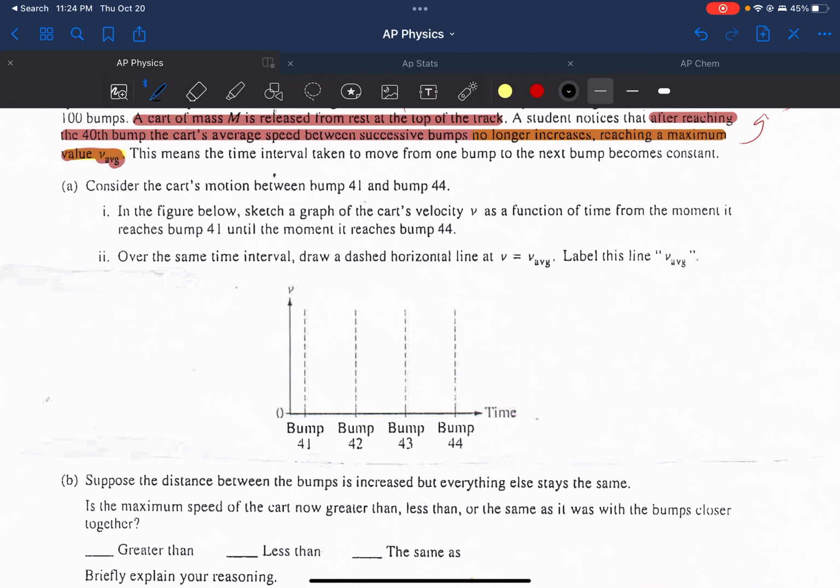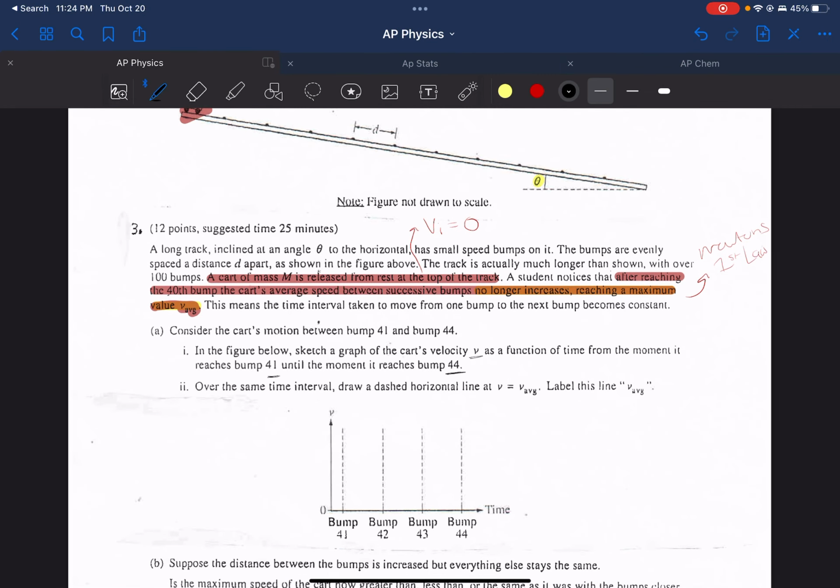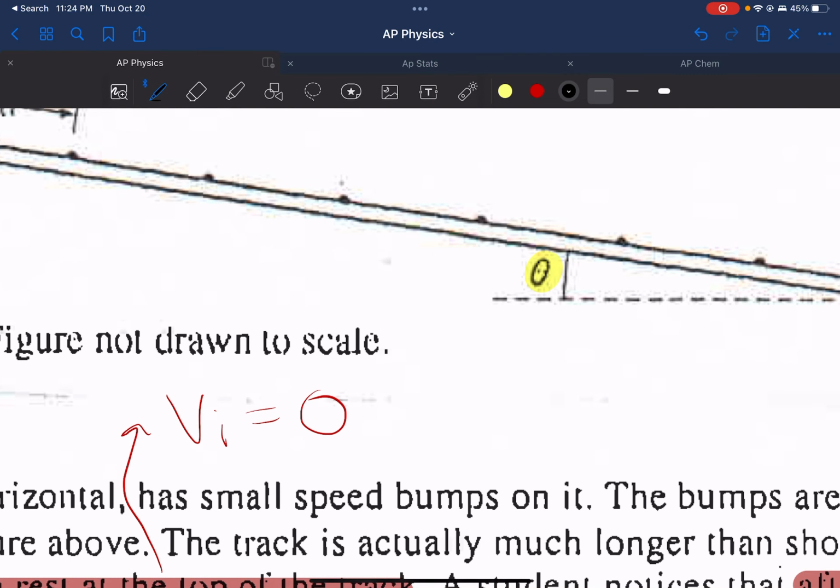Okay. Consider the cart's motion between bump 41 and 44. In the figure below, sketch a graph of the cart's velocity v as a function of time from the moment it reaches 41 until the moment it reaches 44. Well, it says that after 40 there is a constant velocity, right? There's no acceleration. But at each bump, you're going to abruptly decelerate, right? Which means that you're going to be constant, but you're going to be constantly abruptly decelerating, right?